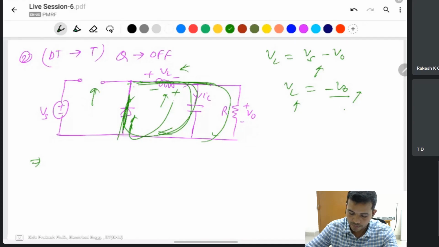Okay. My question is, what is the anode potential and the cathode potential at this time, sir? If you take the same reference, VL minus V naught comes into the picture as VD. Okay.